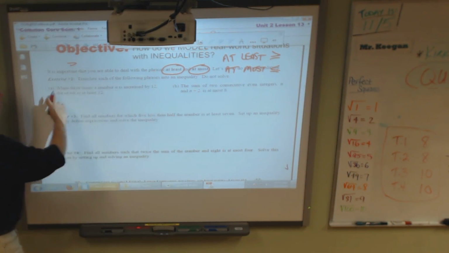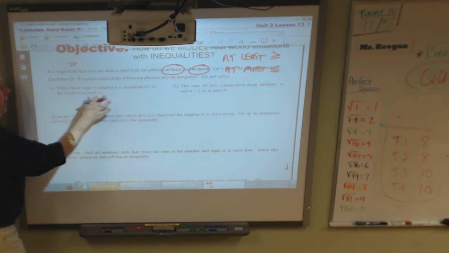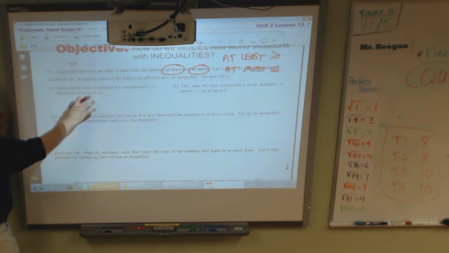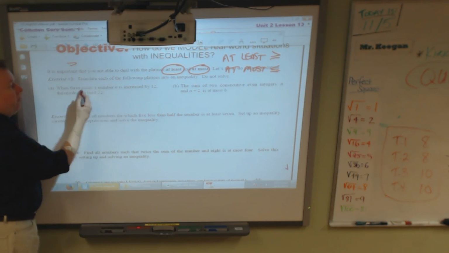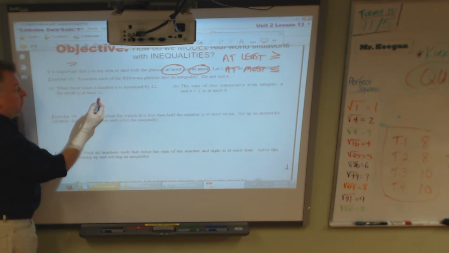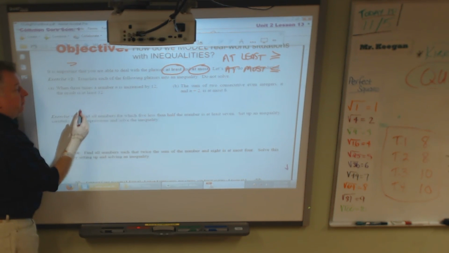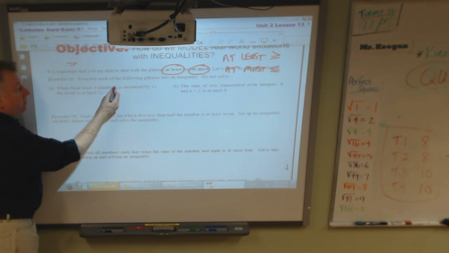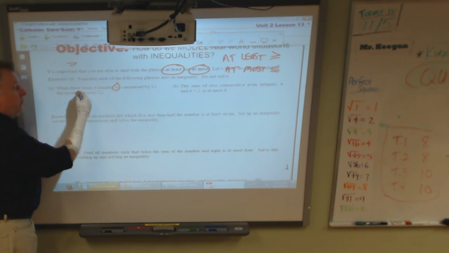Translate each of the following phrases into an inequality. Do not solve. So we're not even going to solve it. We just need to write what the inequality would be. So the first thing to do when you have these problems is to find your n or your x. Now they were nice here. They actually wrote the n right there. Work backwards from there.